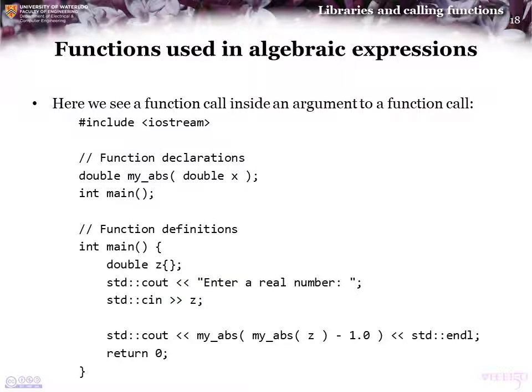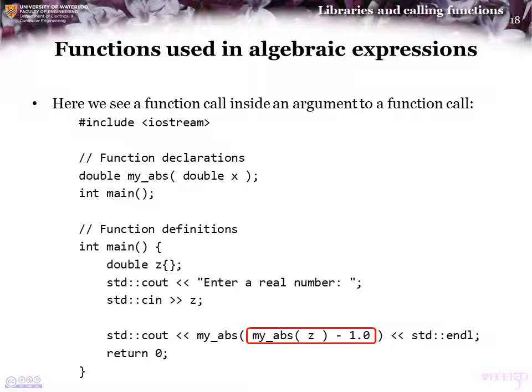Here we have an example of a function call inside an argument to a function call. So in this main function, we query the user for a real number, and whatever the user enters is assigned to the local variable z. Now, inside this statement, the first thing that executes is the call to myAbs with the argument z. Let us assume the user entered the value -0.1. In this case, myAbs is passed the value -0.1. The parameter x is assigned -0.1, and after computing, it returns 0.1. Having calculated 0.1, we now subtract 1 from that value. 0.1 minus 1 is -0.9.